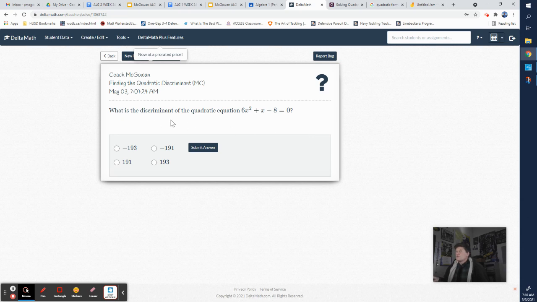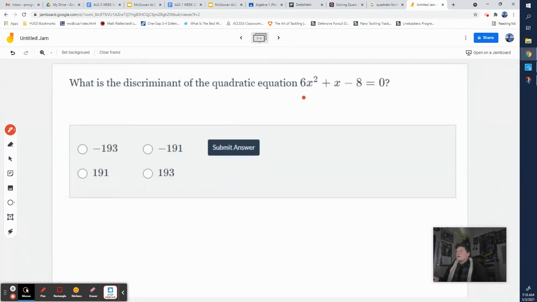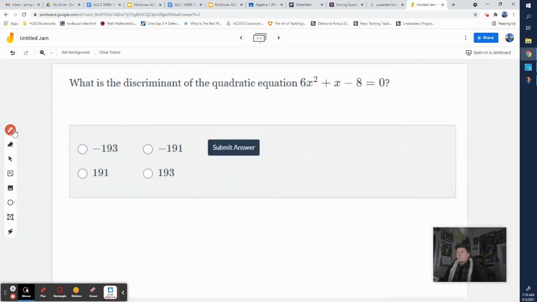We have, what's the discriminant of the quadratic equation? I have 6x squared plus x minus 8 equals 0. So we want to use that discriminant function. We want to use b squared minus 4ac. And we want to just plug in our values and then simplify.